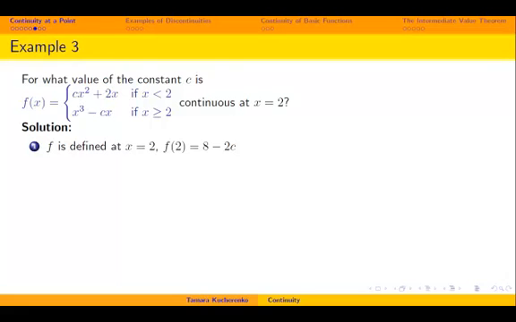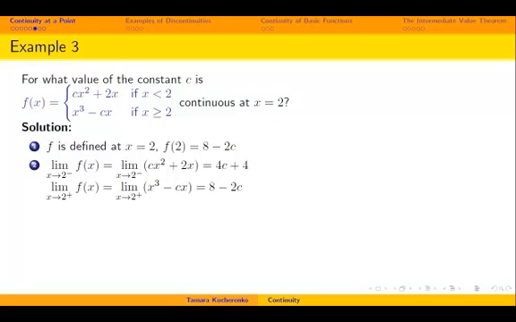Next, we compute left and right hand limits. Limit as x approaches 2 from the left of f of x equals limit at 2 of cx squared plus 2x, which is 4c plus 4. Limit as x approaches 2 from the right of f of x equals limit at 2 of x cubed minus cx, which is 8 minus 2c.